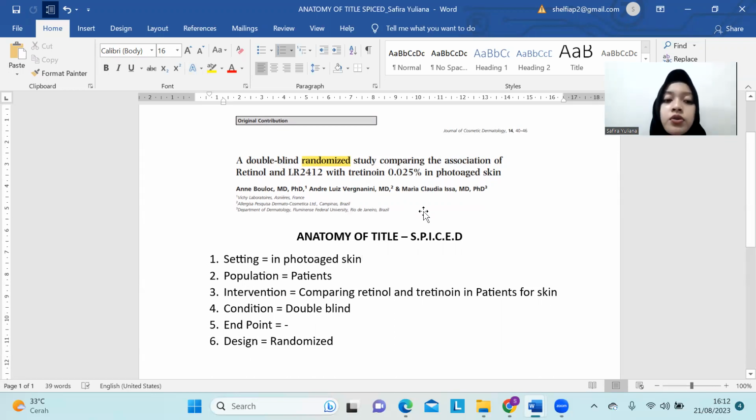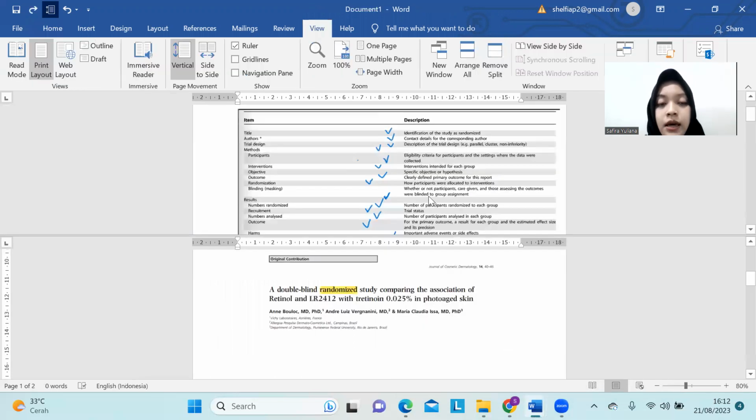And next, we are going to identify the CONSORT checklist for the abstract. In the abstract, there are many items. The first is the title. Title is identification of the study as randomized. And this is the title: a double-blind randomized study comparing the association of retinol and LR 2412 with tretinoin 0.025% in photoaged skin.